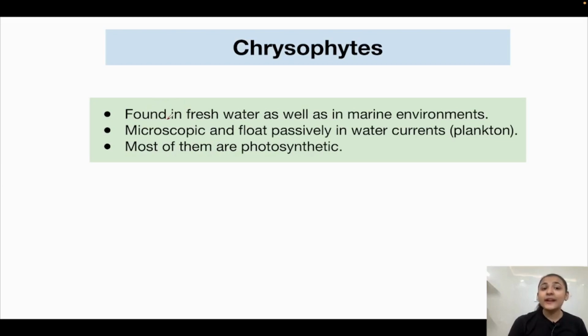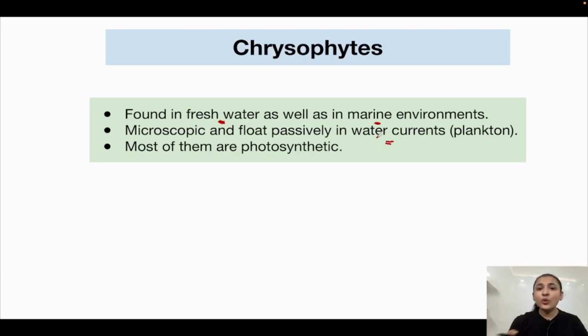Now, Chrysophytes are found in freshwater as well as in marine environments. Marine environment means the sea water, salty water environment. Marine means sea water. So Chrysophytes are found in both of these environments, freshwater also and seawater environment also. They are microscopic, and they can float passively in water currents.